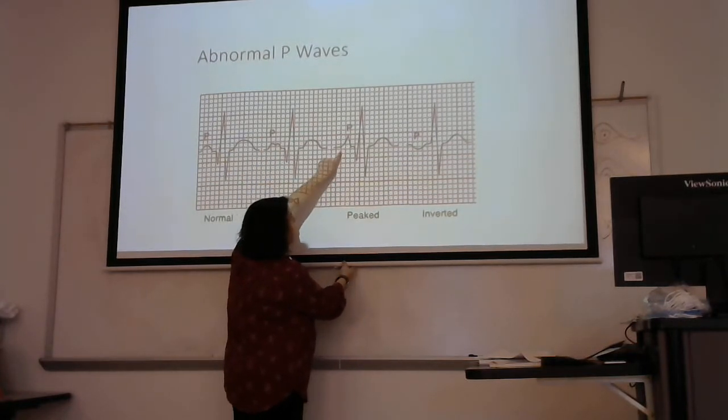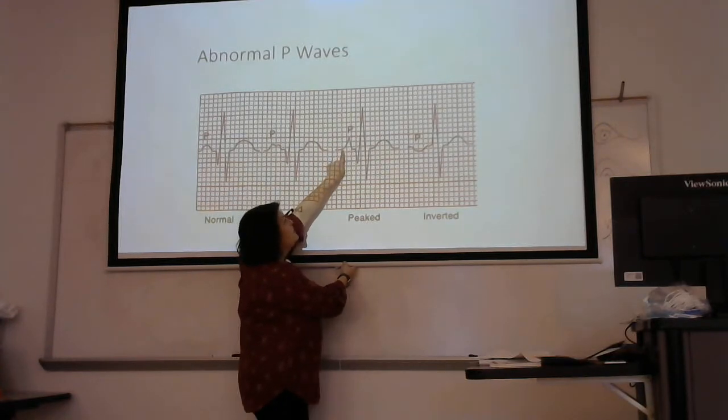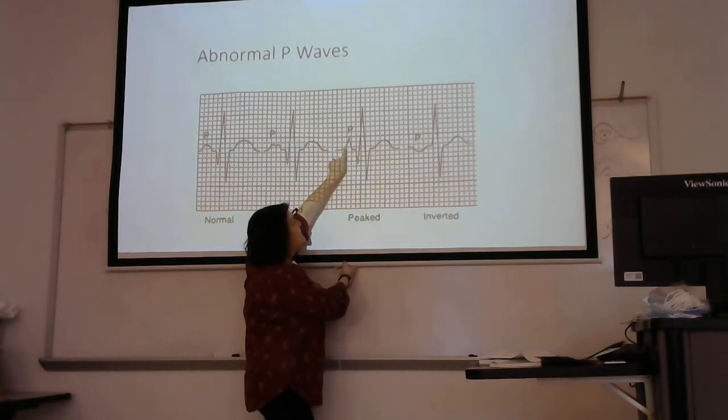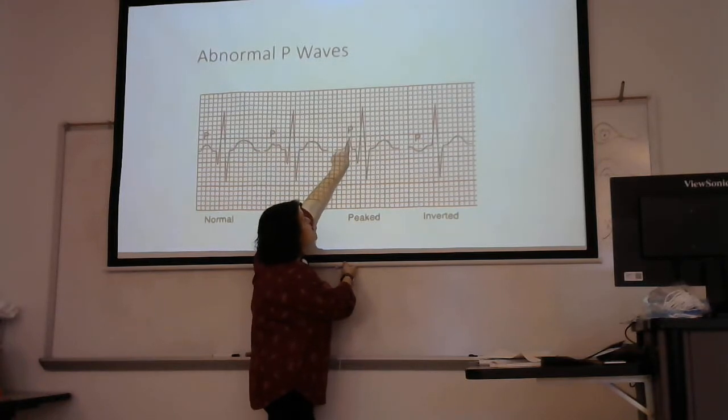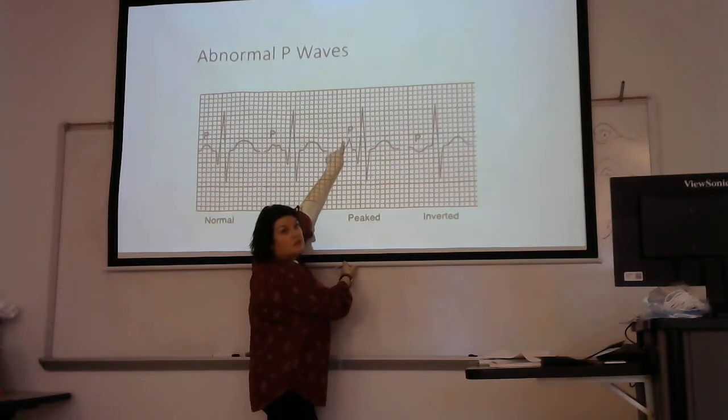This one is a peaked P. So here's baseline. You follow it. When you look right here, you see how it comes up from baseline? And you just follow it, and here it comes back to baseline. This is considered a peaked P.